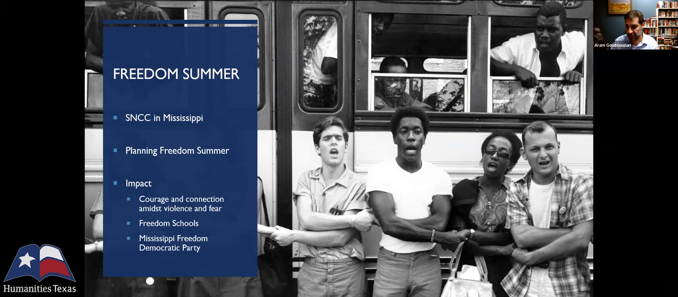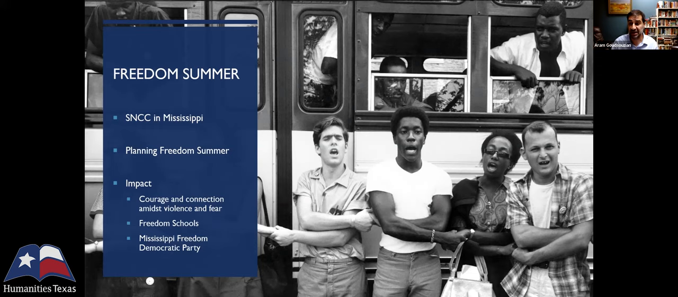They face extraordinary violence and fear. Before they even arrive, there are the three civil rights workers who've been murdered in Mississippi, Chaney, Goodman, and Schwerner in Philadelphia, Mississippi, in West Central Mississippi. And yet they make this political progress. They establish what are known as freedom schools, in which they train kids in American politics and African American history. And they establish their own Mississippi Freedom Democratic Party.